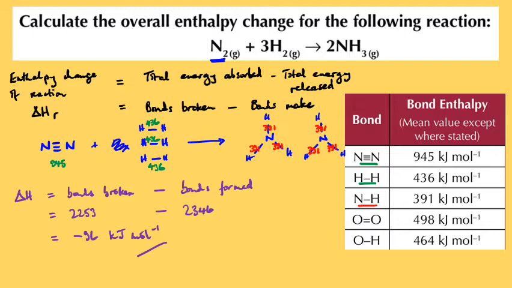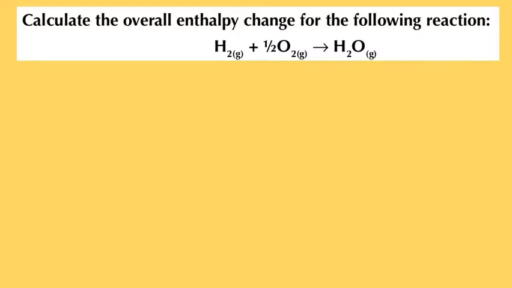Okay, just to make this clear, we'll look at another example. This time we're going to calculate the overall enthalpy change for hydrogen reacting with oxygen to make water. And just notice the half in front of the oxygen molecule. That is there because it's O2. So you can have half O2, but if it was O on its own, you couldn't have half because we can't split an atom. So that's our reaction.